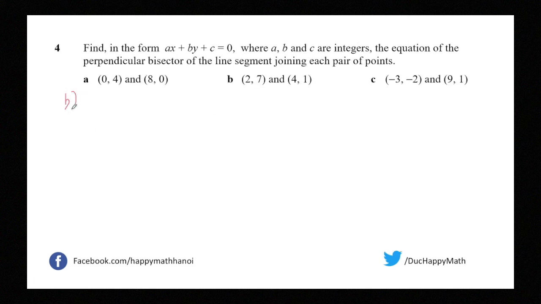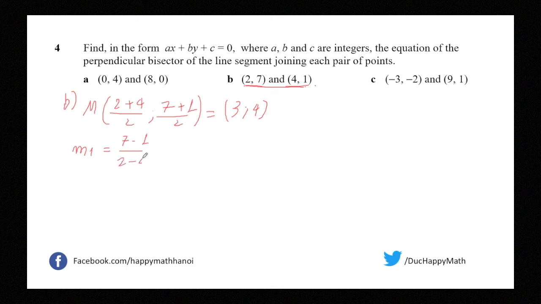Question B. First, you have to find the midpoint between the two points: (2 plus 4) divided by 2, (7 plus 1) divided by 2, and you got (3, 4) here. So the gradient M1 between these points is (7 minus 1) over (2 minus 4), 6 over minus 2, equal to minus 3. So the gradient M2 is perpendicular to M1, so minus 1 divided by minus 3 equal to 1 over 3.